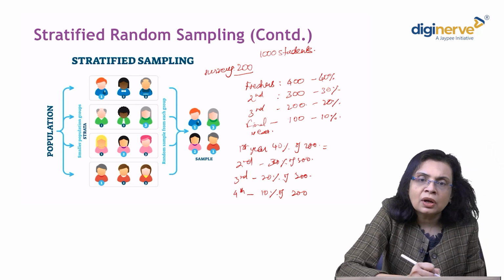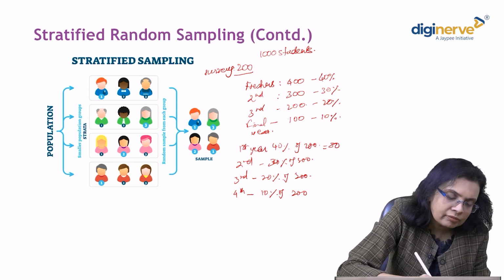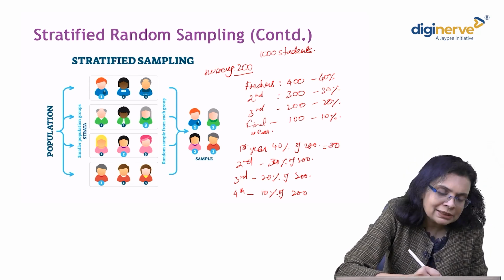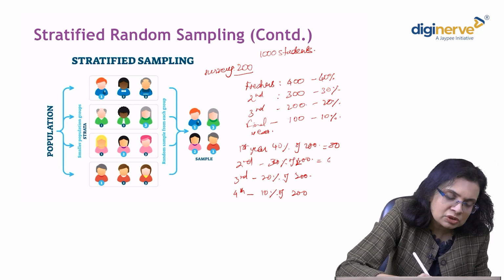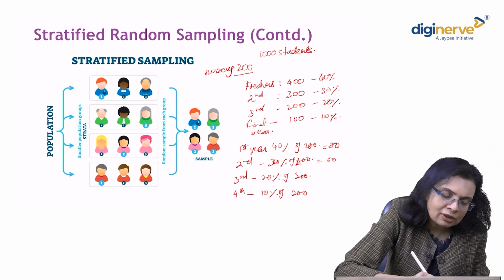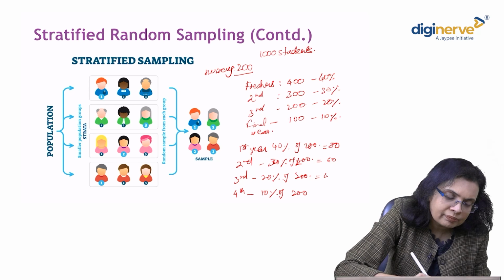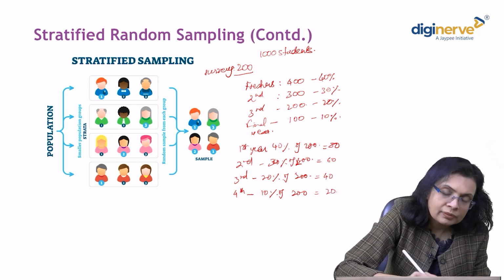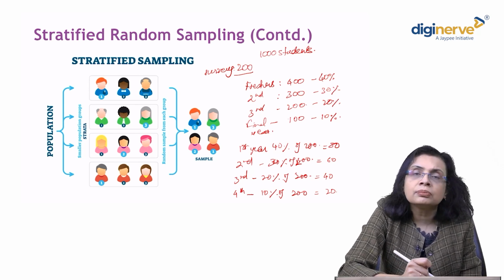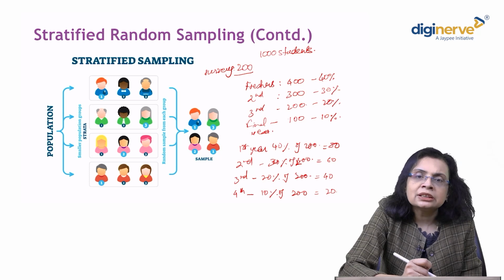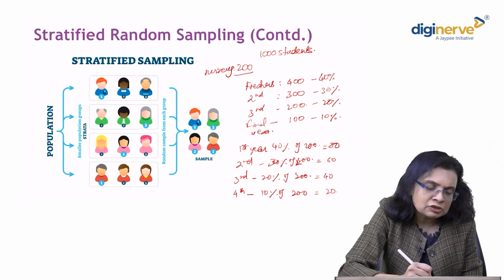So 40% of 200 becomes 80. 30% of 200 is equal to 60, 20% of 200 becomes equal to 40, and 10% of 200 is 20. So when you select your sample, you will have 80 students from first year, 60 students from second year, 40 students from third year, and 20 students from fourth year.